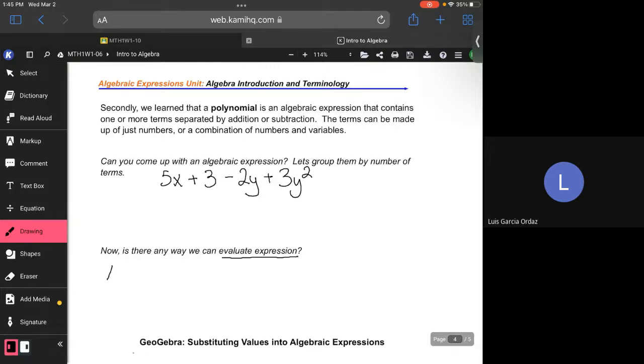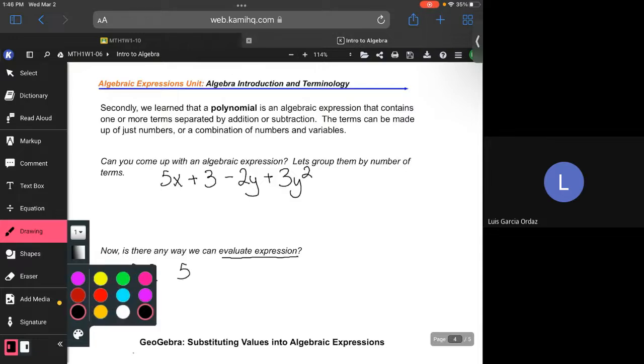So can someone tell me what they want x to be? What number? Matthew. 5.9. Oh my gosh, really? Sure, 5.9. Matthew, you want x to be 5.9. What's my y going to be? Someone give me a number. Joey? 6. 6, we'll do 6. Perfect. So that means, because Matthew loves his decimals, wherever I see an x, I now have to plug in the number 5.9. And wherever I see my variable y, I got to plug in the number 6.